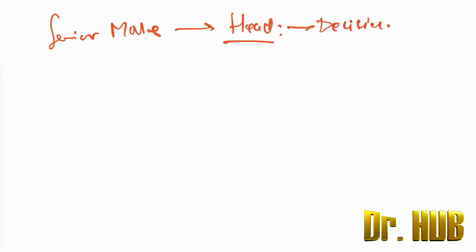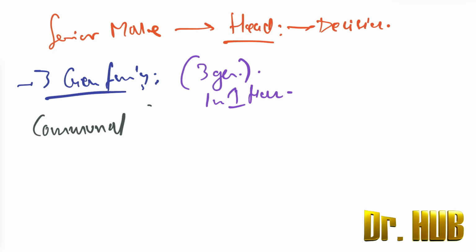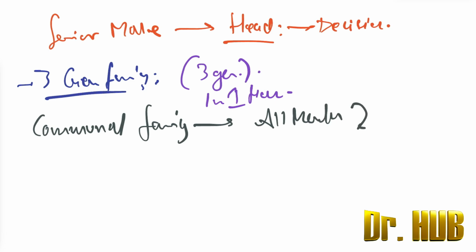There is also the concept of a 3-generation family, which is one where there are representatives from 3 different generations in one house. Then a communal family is one in which all members play a role in the management of the house.